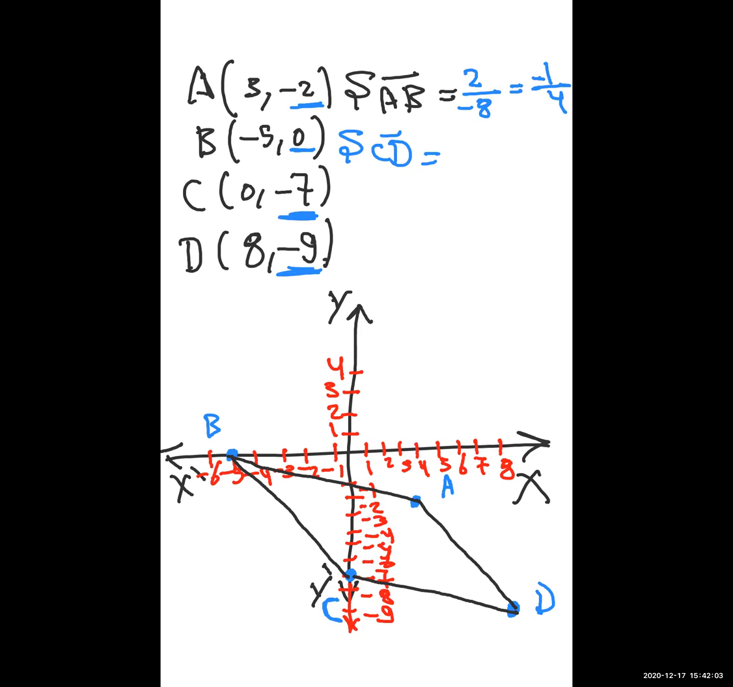So -9 minus -7, which is -9 plus 7. So it will be -2 over 8 minus 0, which is equal to 8. So it will equal -1/4. Okay.